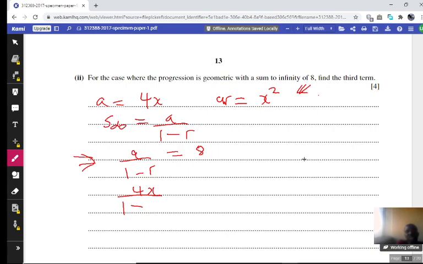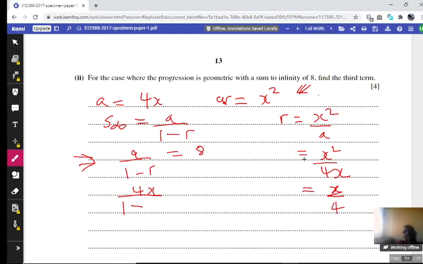So you express r in terms of a. So r is equal to x squared over a. We're given that a is equal to 4x. So it will be x squared over 4x. Then from this you can simplify that. You can deduce that r is equal to x over 4.